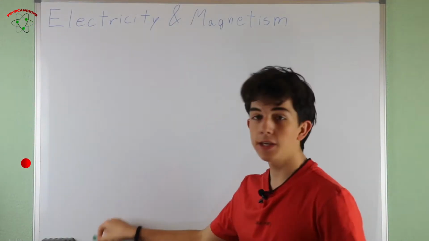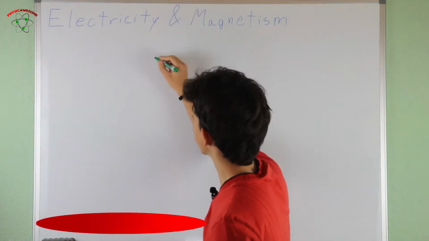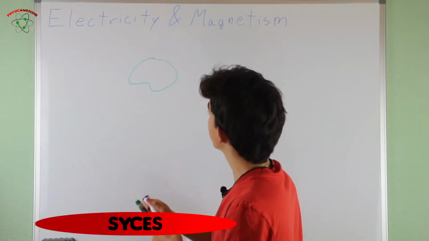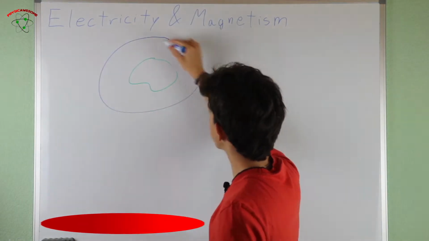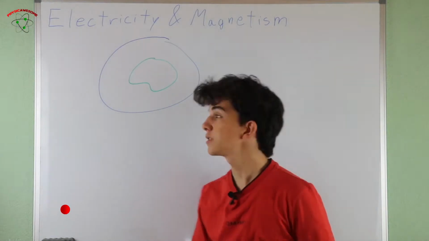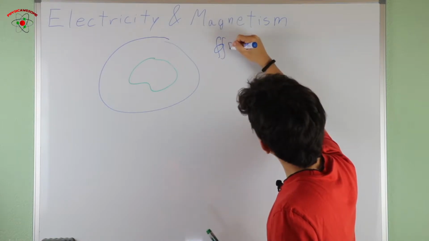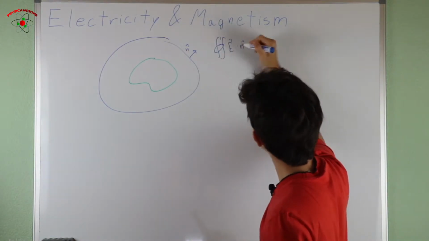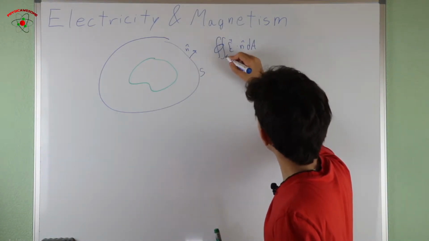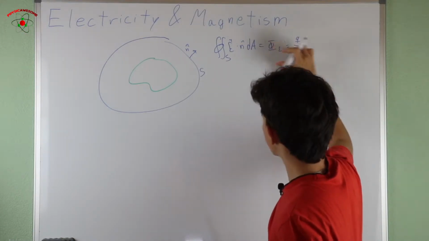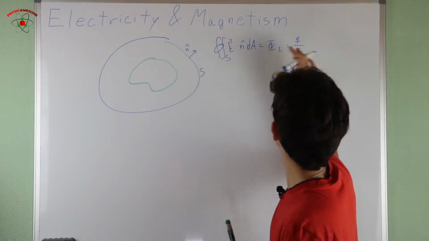Alright, imagine we have a source over here, and we're going to have a surface. We call Gauss law: the integral of E times the normal vector times dA over the surface, let's call it S, is equal to the flux, which is equal to Q over epsilon. So this is really Gauss law, this part and this one.